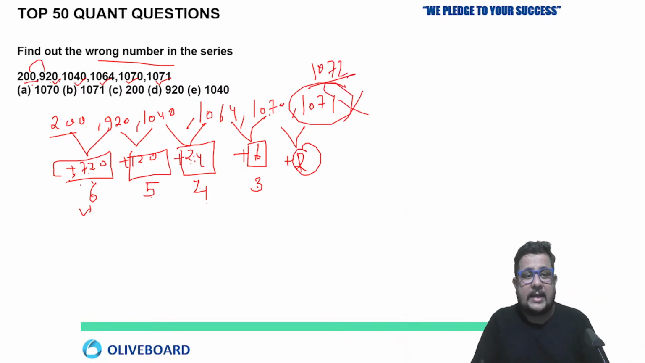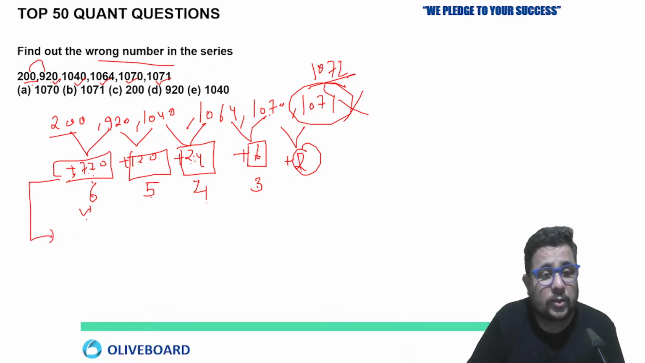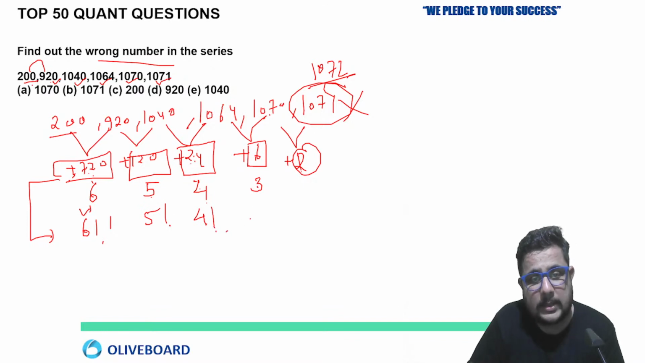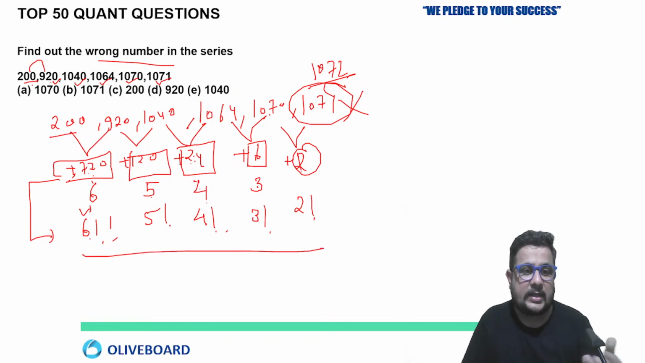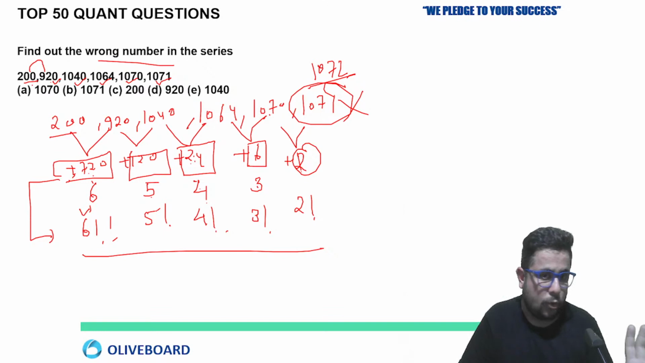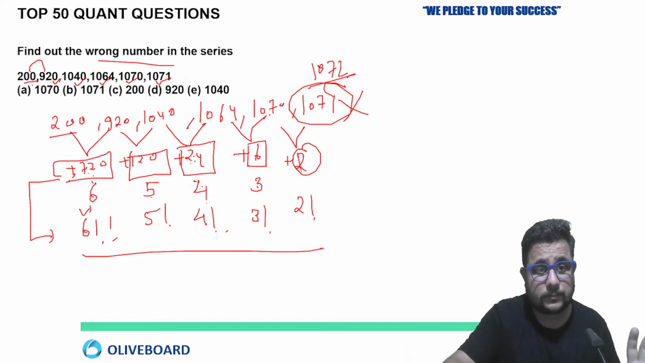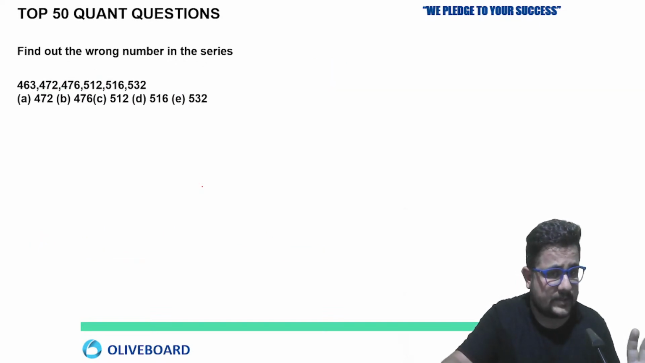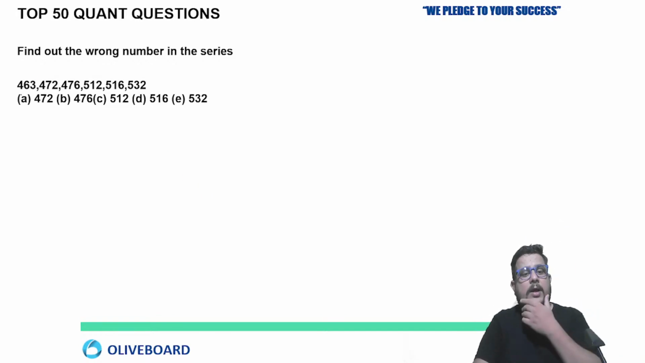One logic. And the second one is factorial. 720 is factorial 6. 120 is factorial 5. 24 is factorial 4. 6 is factorial 3. 2 is factorial 2. So we are just adding the factorials, starting from 6, in descending order. Now it's clear. Hope you got the concept. So option B is the correct answer. Let's move on to the next one now.